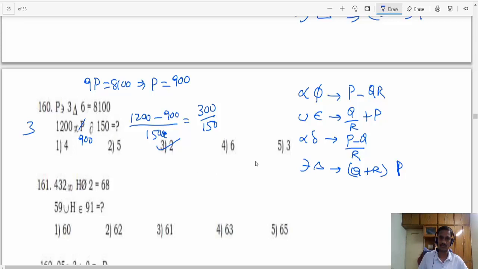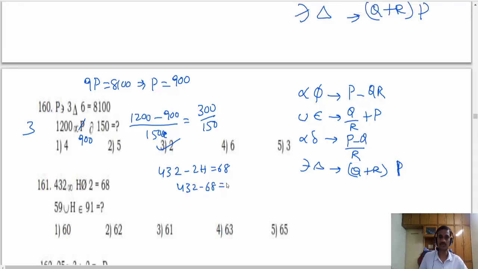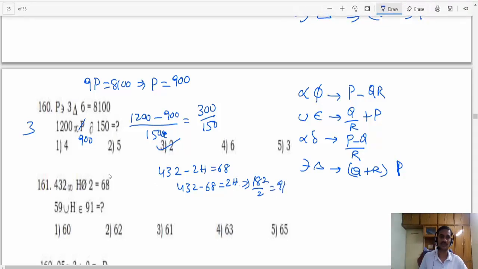Then 161, 432. Then the question with the E symbol, and that is 6800. P minus Q into R, Q into R equals 68. That is 432 minus 2H equals 68. Isn't it? That means 432 minus 68 equals 2H. Tell me what is 432 minus 68? 182. Hence 182 divided by 2. How much is that? 91. The value of H is 91.